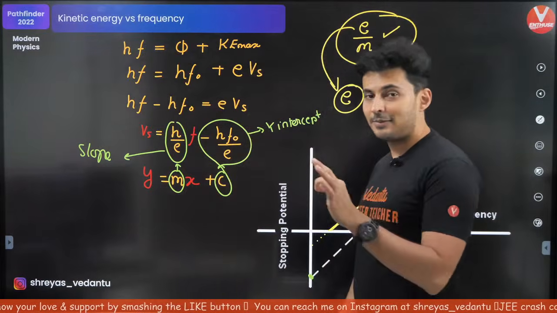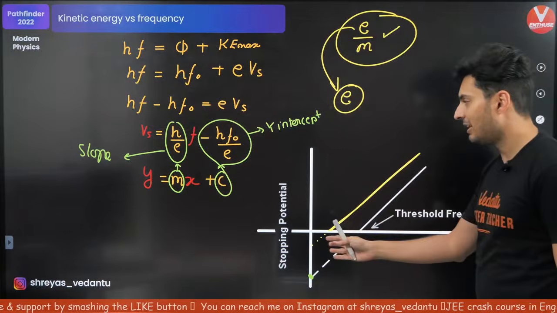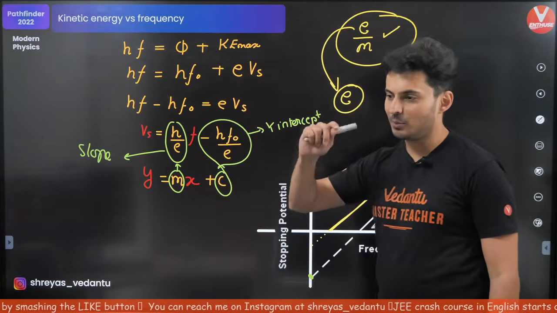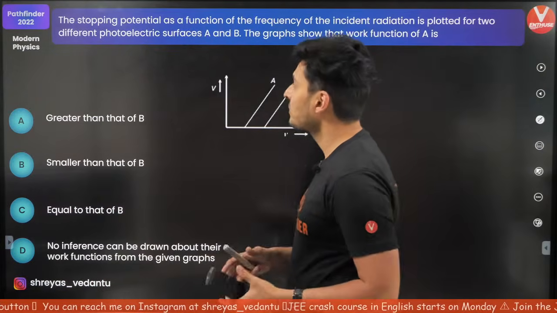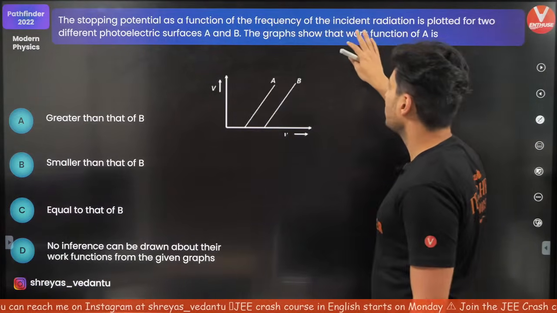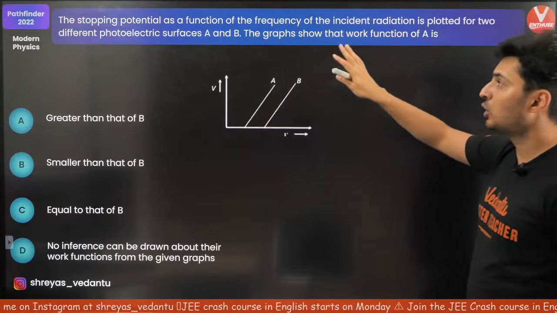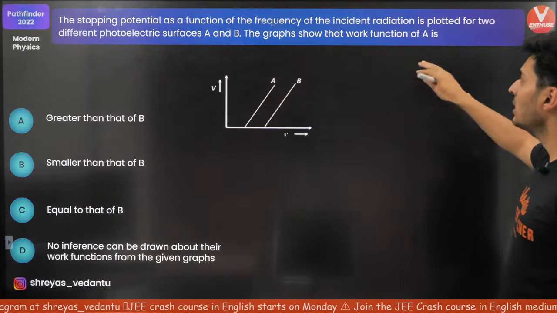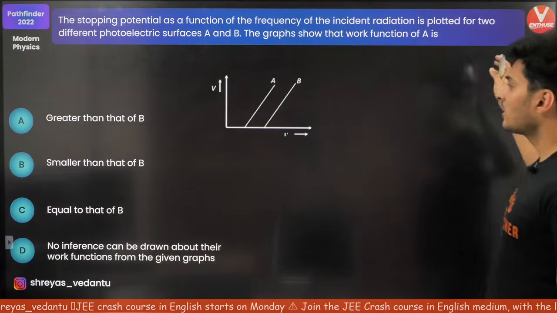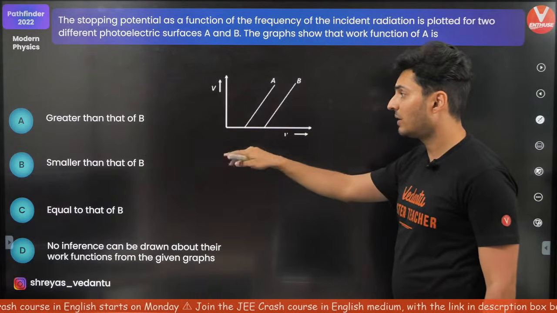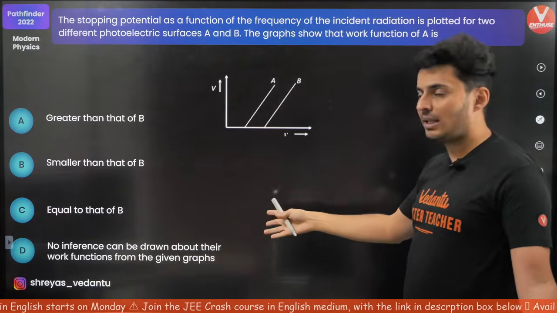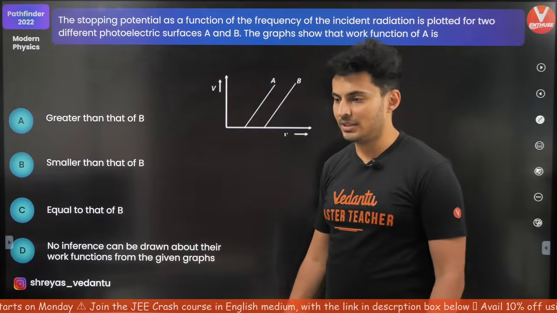Yeah, so this is the significance of this graph. That's why it is a straight line, and it tells you the value of h. Beautiful equation. Moving ahead to some questions coming up on your screen. The stopping potential as a function of the frequency of the radiation is plotted for two surfaces, A and B. The graph shows that the work function of A is more, less, equal, or nothing can be suggested out of it.